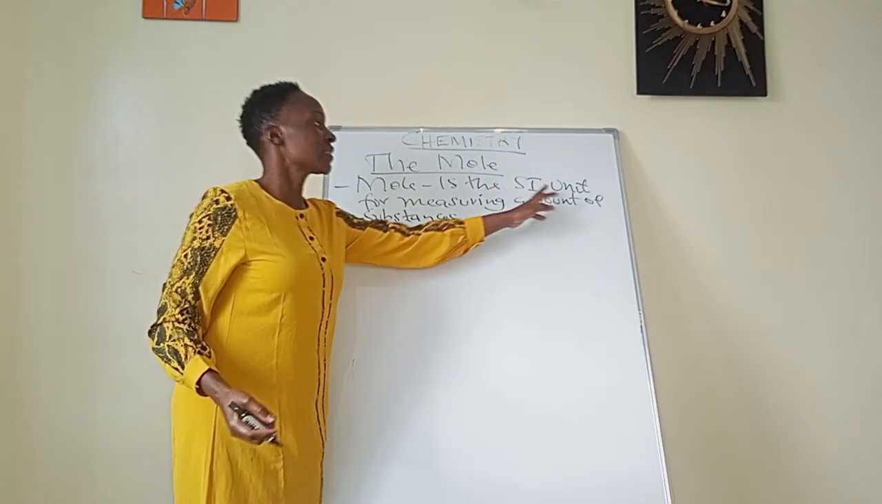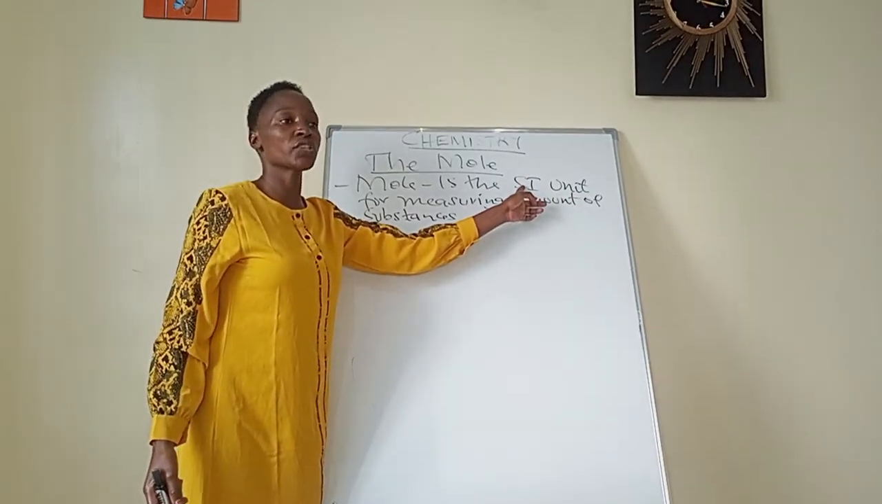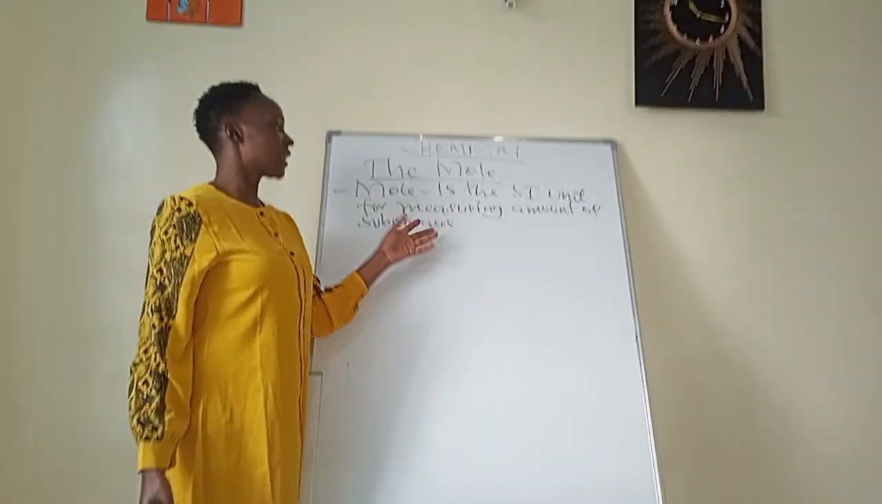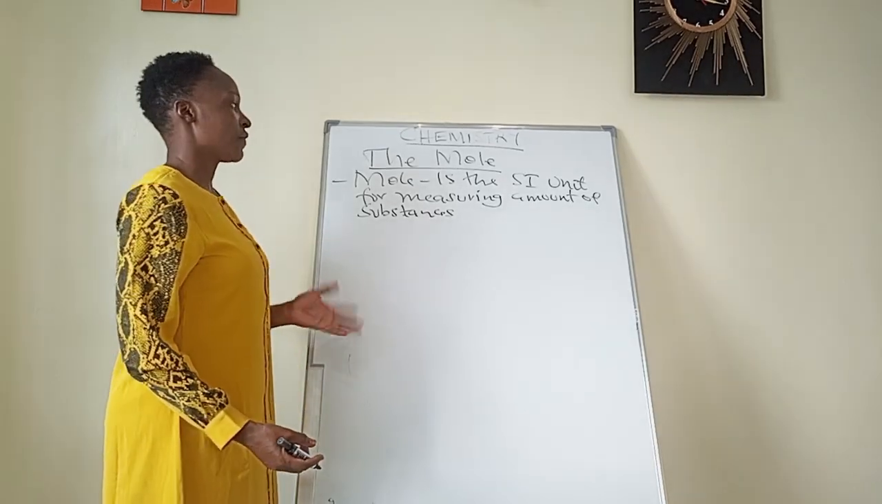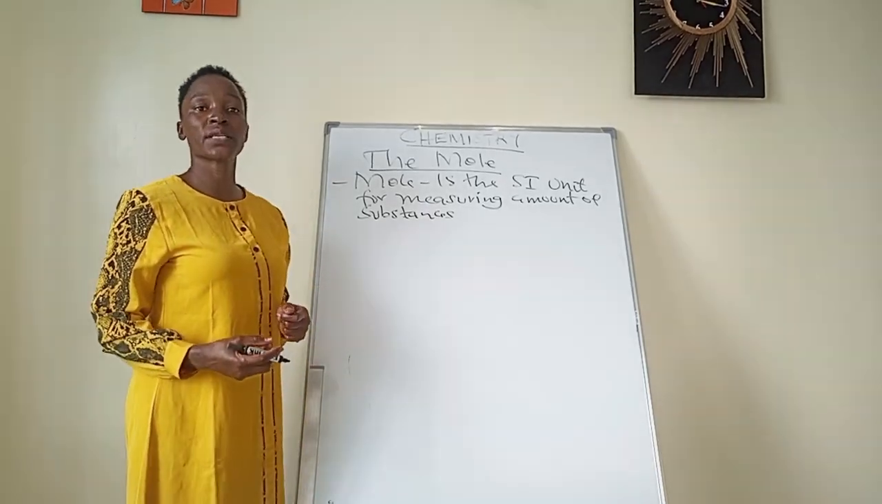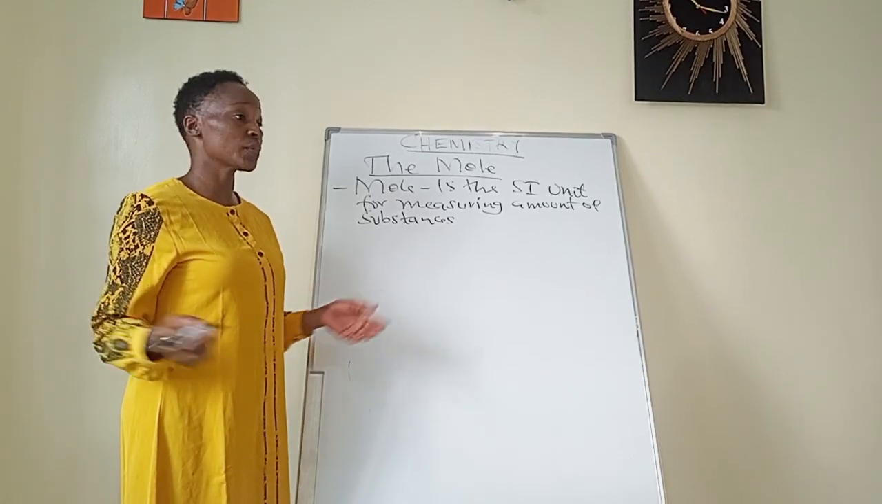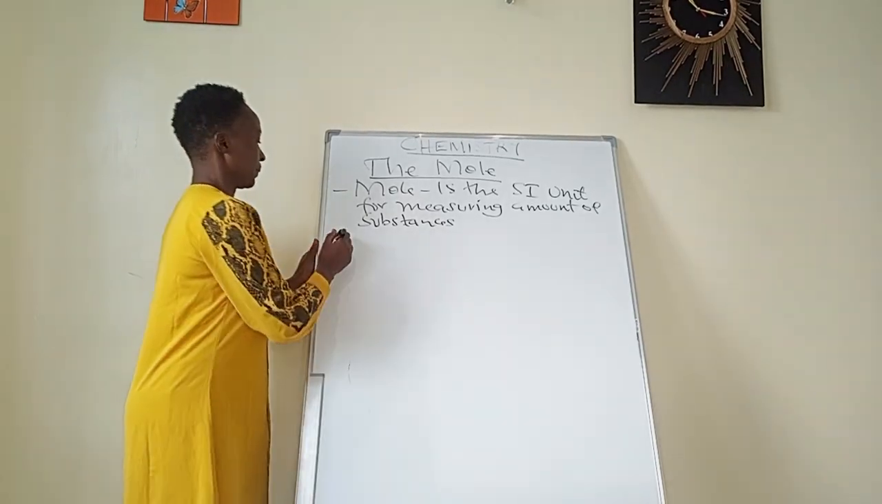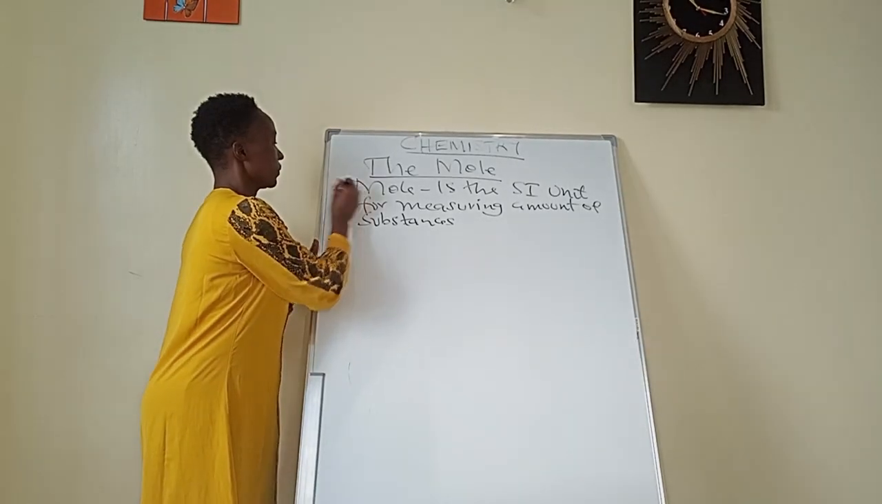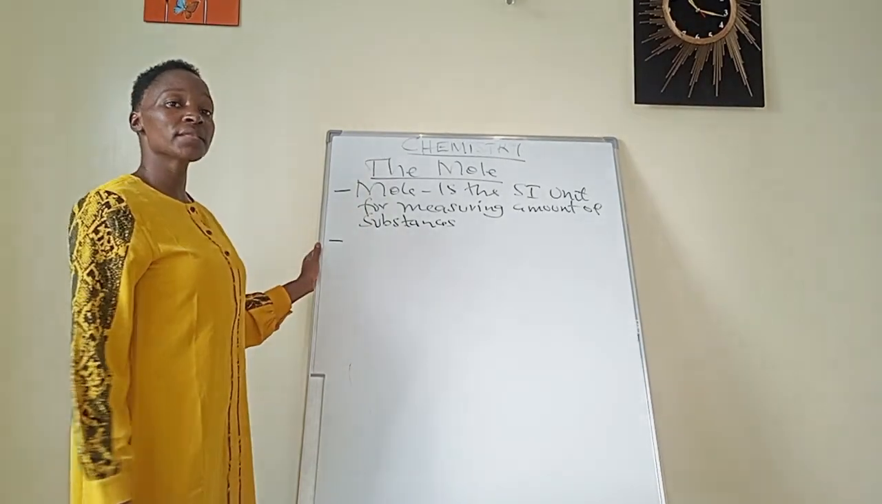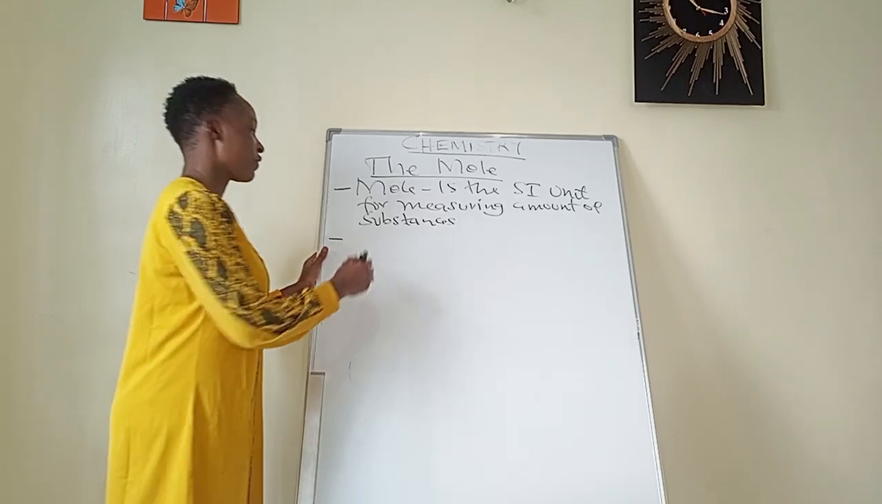So when you talk of SI unit, this is a standard international unit that we use to measure the amount of substances. And we found that in chemistry, you have several substances that we can measure, right from molecules, electrons, ions, atoms, and so on. So you found that these substances, they have a number of particles.